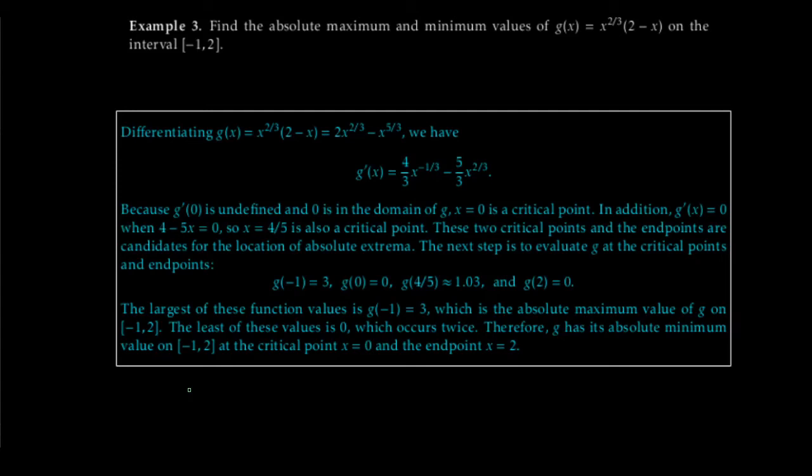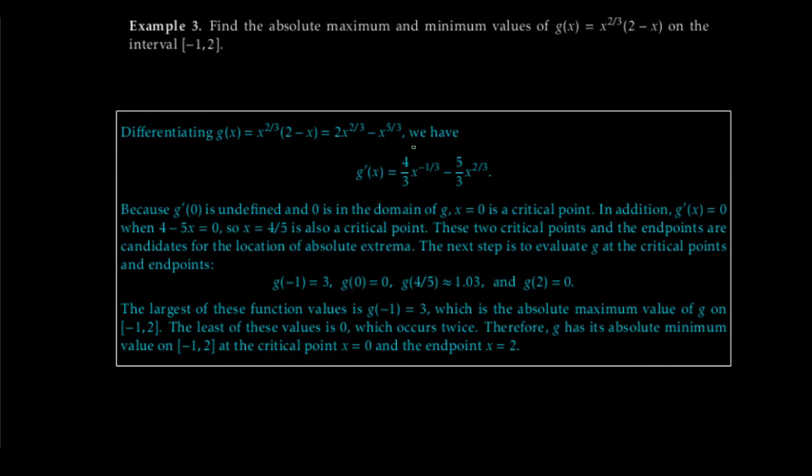Here, we'll find the absolute maximum and minimum values of the function g of x equals x to the 2/3 times the quantity 2 minus x, on the interval from -1 to 2, including the endpoints. Once again, I've written out the example to save us some time. I'll highlight details with handwritten calculations. Differentiating g of x, notice that if we expand it, x to the 2/3 times 2 minus x can be rewritten as 2 times x to the 2/3 minus x to the 5/3.